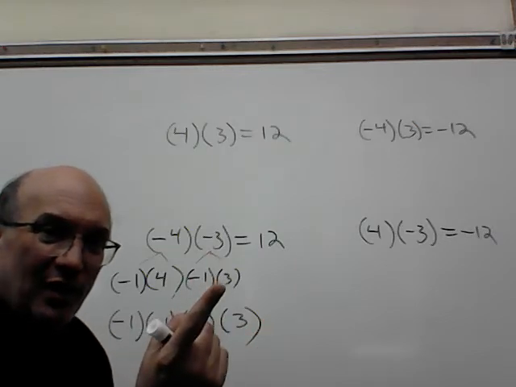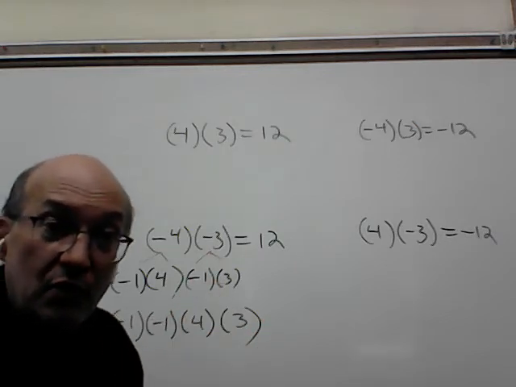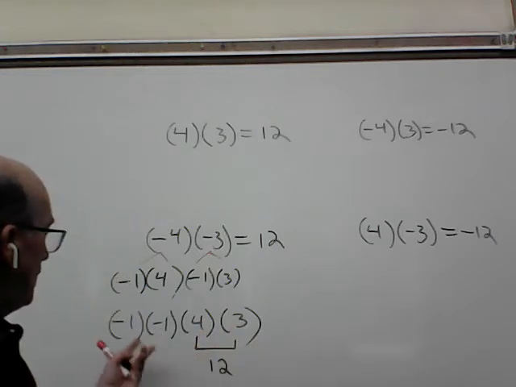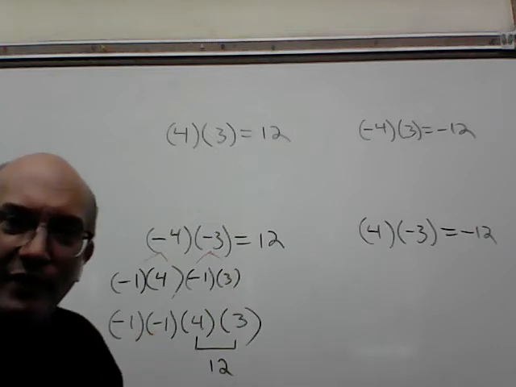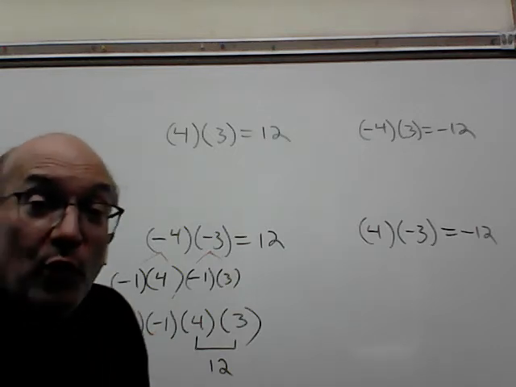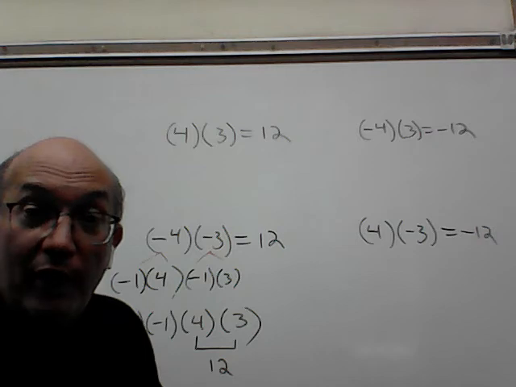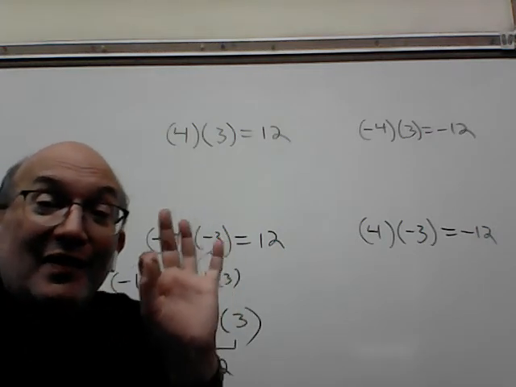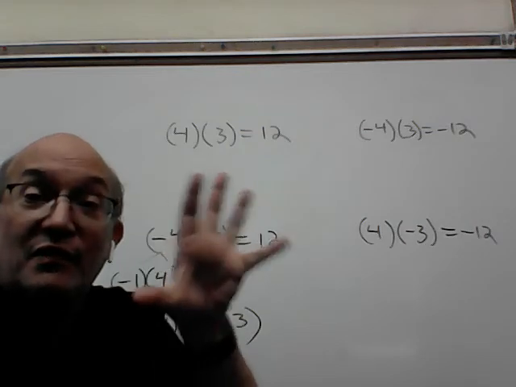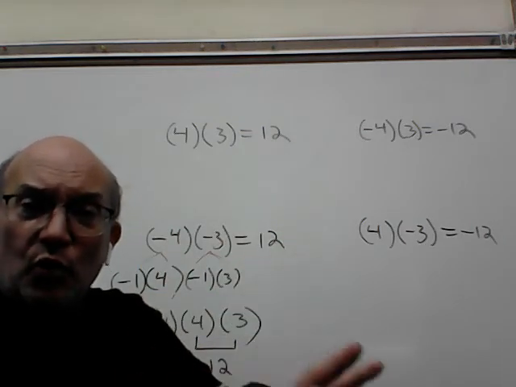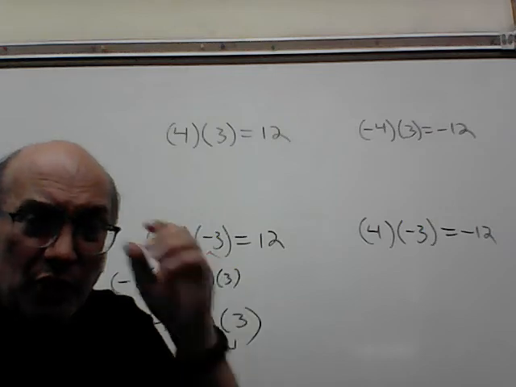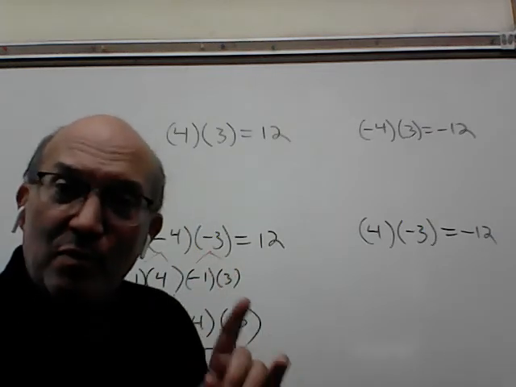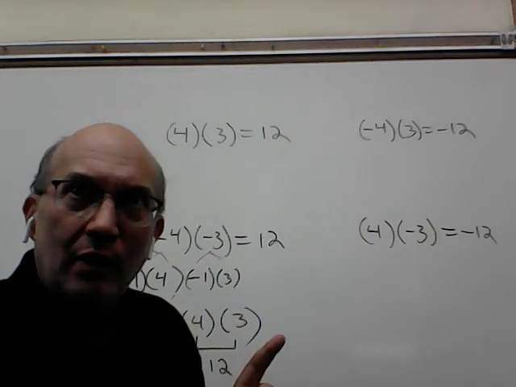Let's now multiply the 4 times 3 first. We can do that. 4 times 3 is 12. Now, negative 1 times negative 1. Well, you know according to the rule that it's 1, right? A negative times a negative is a positive, but we're in the process of demonstrating why the rules work, so we can't really use that. But we can use the fact that when you multiply a number by negative 1, you get its opposite.